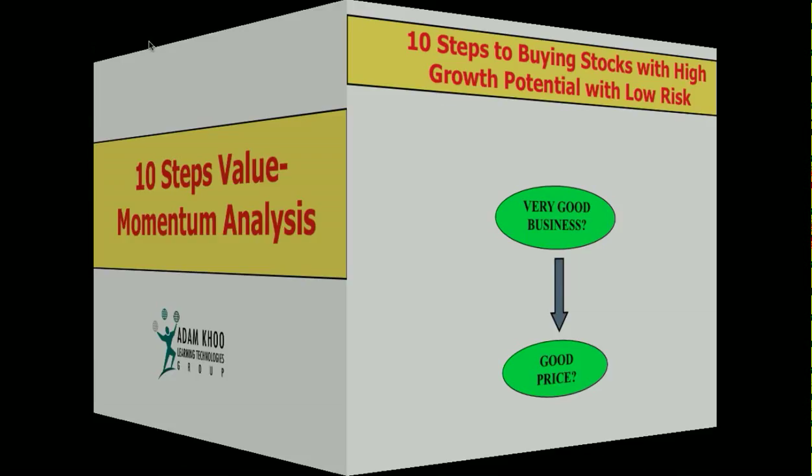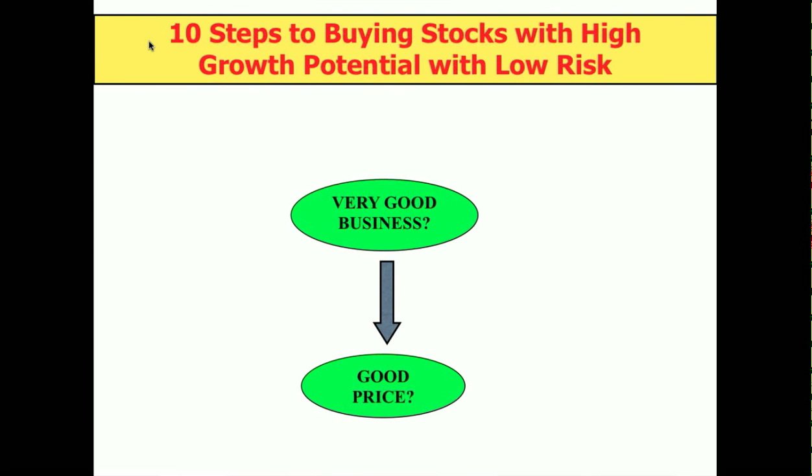First, let's do a recap on the 10 steps. The first 8 steps are to identify: is it a very good business? The next 2 steps are to identify: are you buying at the right price? Are you buying at the right time? And to me, knowing what to buy is not as important as knowing when to buy and also knowing when to sell. So what are the first 8 steps?